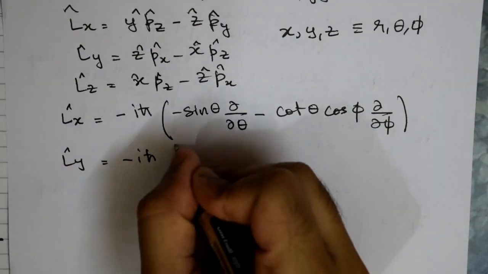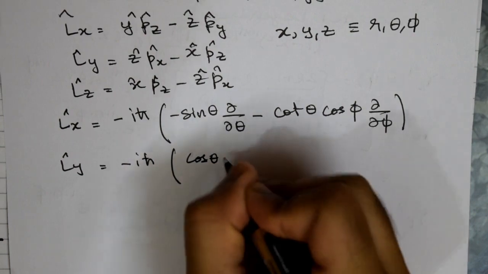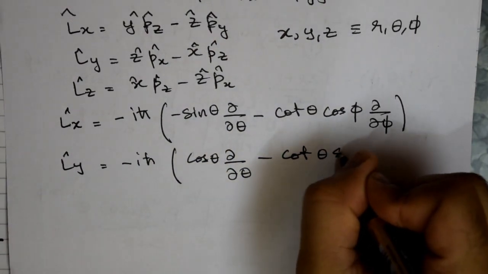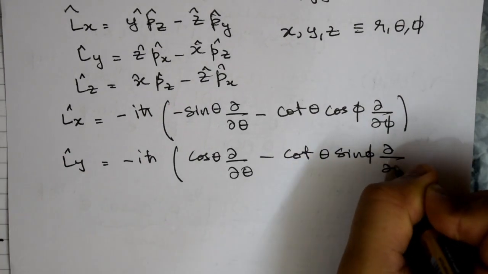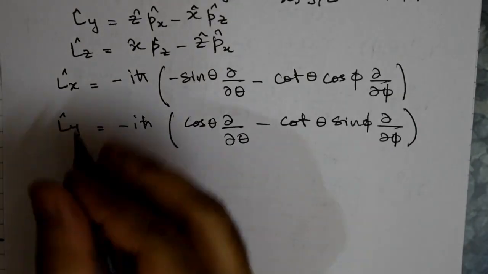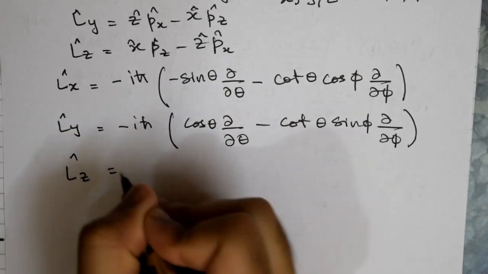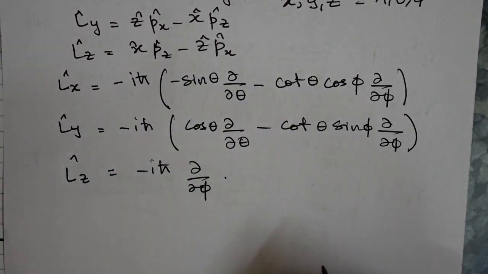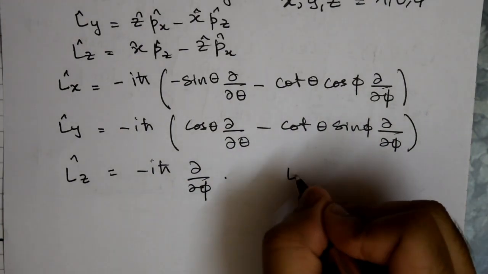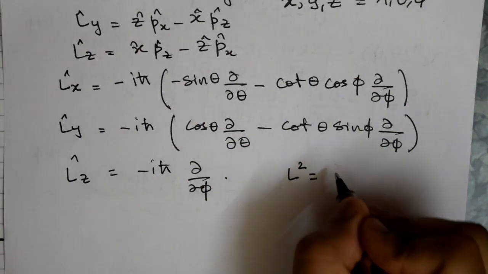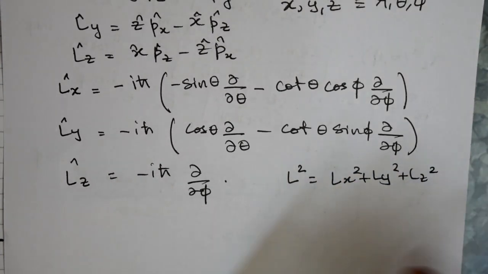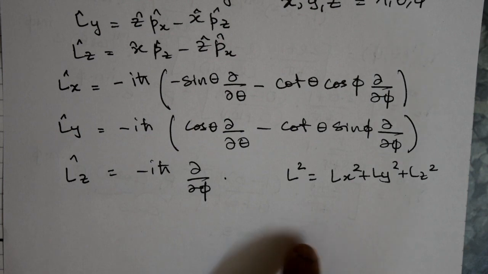Right, so minus iħ cross cos theta ∂/∂theta minus cot theta sine phi ∂/∂phi. Lz will be given by minus iħ ∂/∂phi. Of course, if you have the patience, you can calculate what L squared will be given as. That will be nothing but Lx squared plus Ly squared plus Lz squared. I'll leave it once again up to you to figure out how to write L squared in spherical polar coordinates.